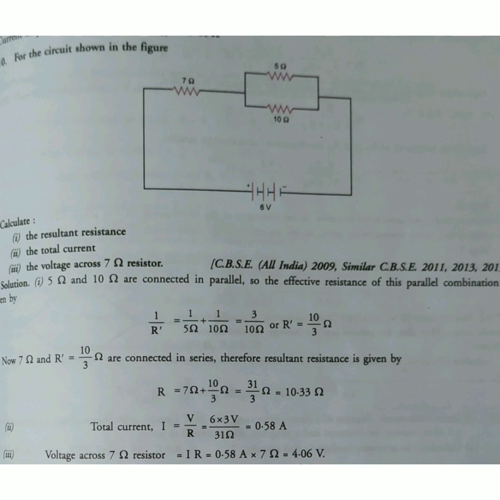7 ohm is in series, so it becomes V1. So V1 is equal to IR1. I we have calculated in the above step. We will substitute that value, and R1 is 7 ohm. So using this we have calculated this value, that is voltage across 7 ohm resistor.